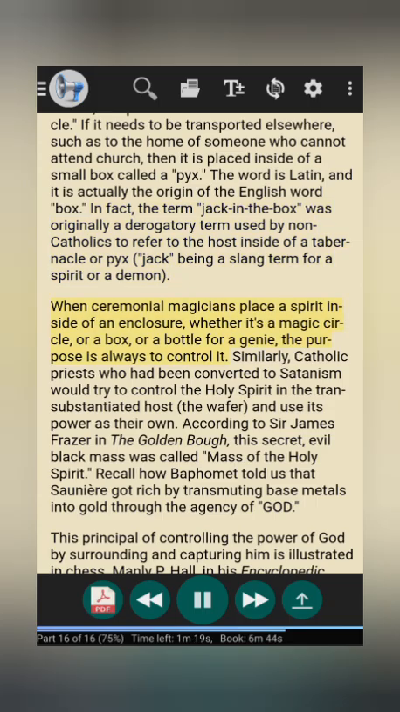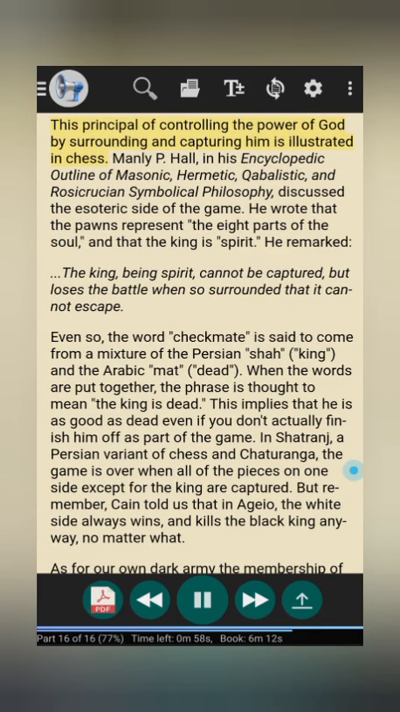When ceremonial magicians place a spirit inside of an enclosure, whether it's a magic circle or a box or a bottle for a genie, the purpose is always to control it. Similarly, Catholic priests who had been converted to Satanism would try to control the Holy Spirit in the transubstantiated host, the wafer, and use its power as their own. According to Sir James Frazer in The Golden Bough, this secret, evil black mass was called the Mass of the Holy Spirit. Recall how Baphomet told us that Saunier got rich by transmuting base metals into gold through the agency of God. This principle of controlling the power of God by surrounding and capturing him is illustrated in chess.